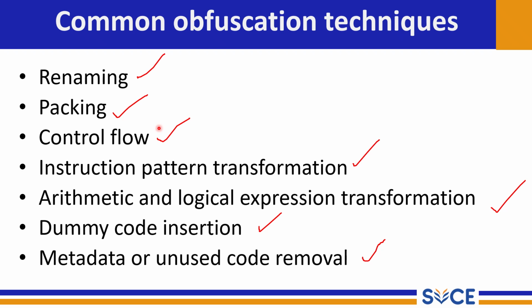And next topic, arithmetic and logical expression transformation. Here some simple arithmetic and logical expressions are replaced with complex equivalents that are hard to understand. And next, dummy code insertion. Dummy or ancillary code can be added to a program to make it harder to read and reverse engineer. Like the other obfuscation methods, doing this does not affect the program's logic or the outcome. Okay. And the next one, metadata or unused code removal.